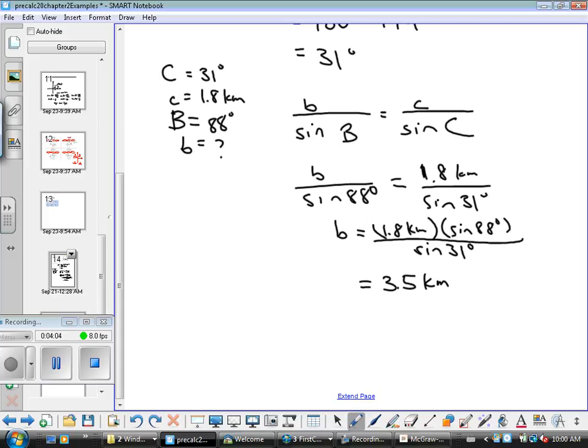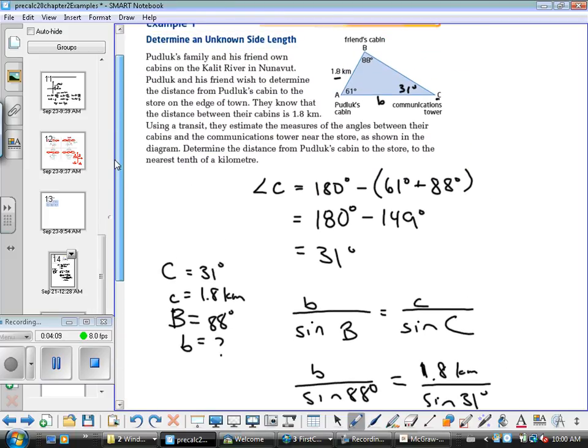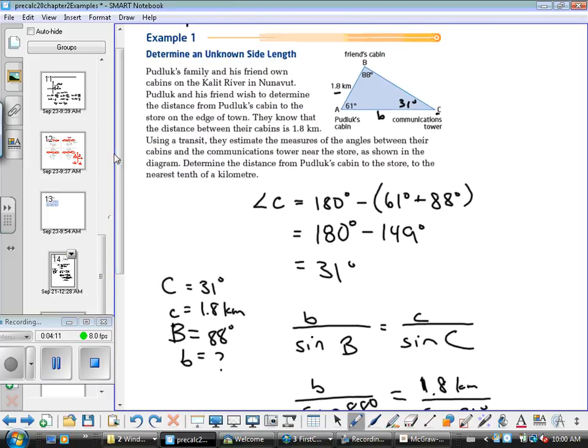Just to make sure that we haven't made any errors, let's take a quick look up at our diagram and see if that makes sense. Obviously you're going to try to make a good sketch so that you can check with your sketch. Now 88 degrees looks a little small, but it's pretty close to a 90-degree angle, right? So this looks like it could be a 60-degree angle, and this looks like it could be a 30-degree angle. So that makes that a pretty good diagram.